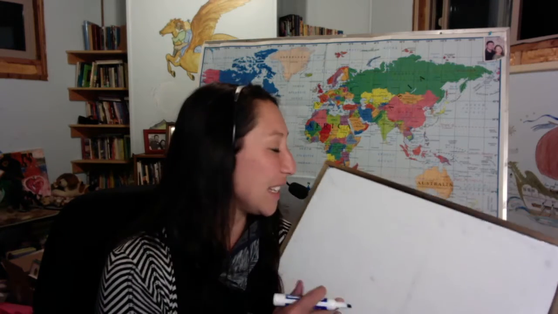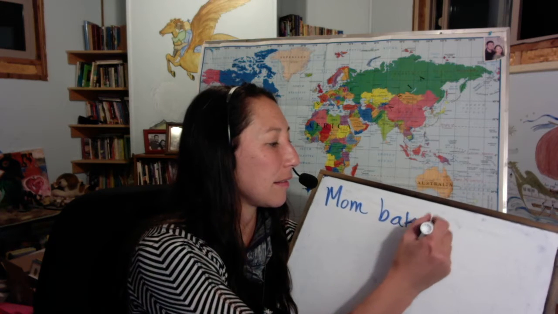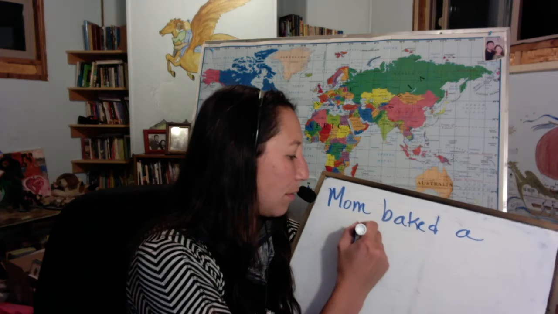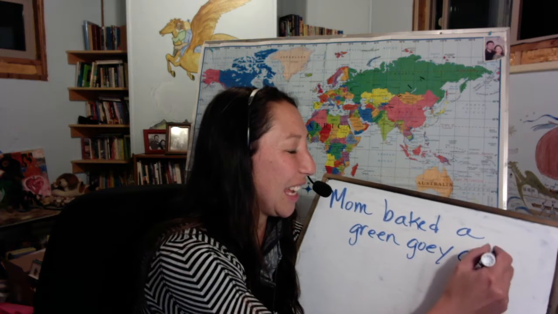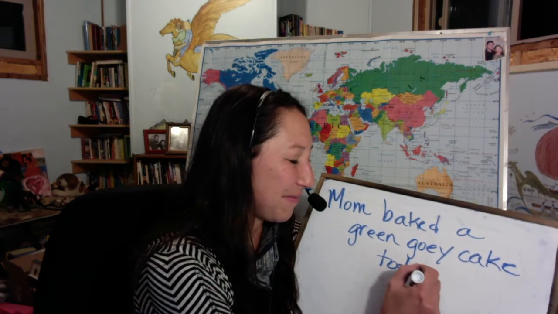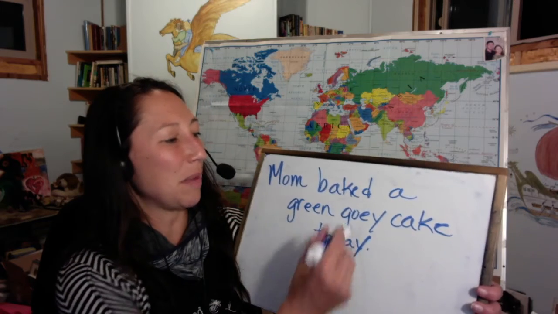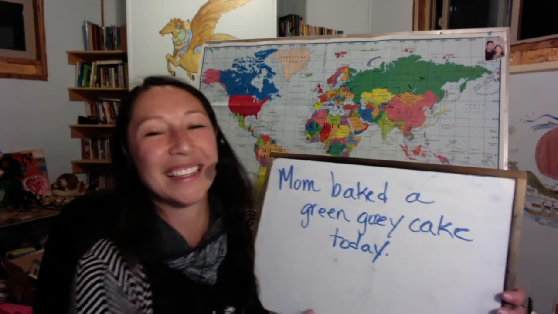All right, let's take a look at 25. It says, God made a beautiful pink sunset yesterday. I'm going to change it slightly so we get to practice. Mom baked a green gooey cake today. I don't know if that's how I spell gooey. I think I might add an extra O in there.